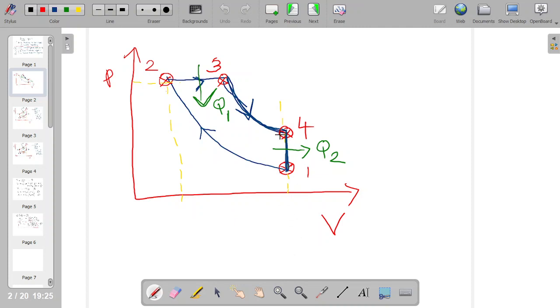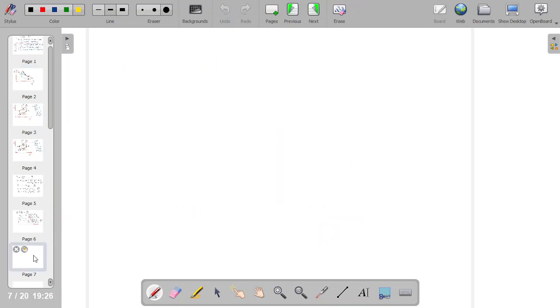Here this yellow line represents one volume, and here is another volume, but in between we have one more volume. So that means we have three volume levels, hence we will have three volume ratios. That is why the diesel engine derivation is a little bit lengthy, because we have three volumes and three volume ratios.